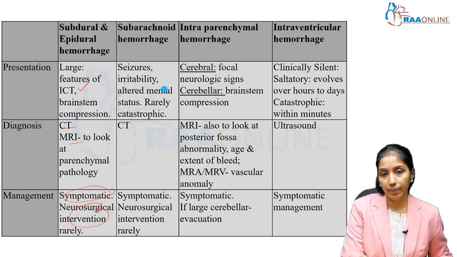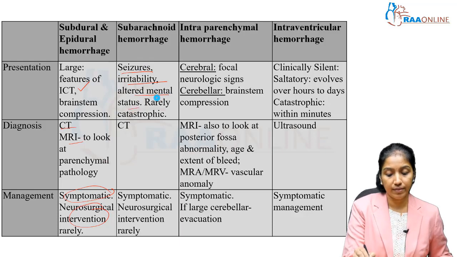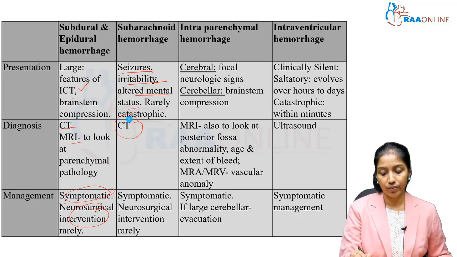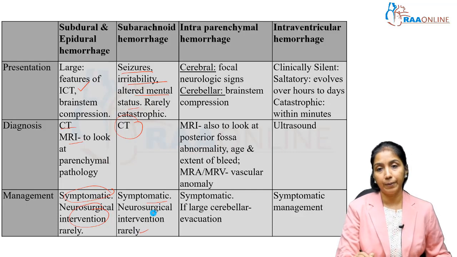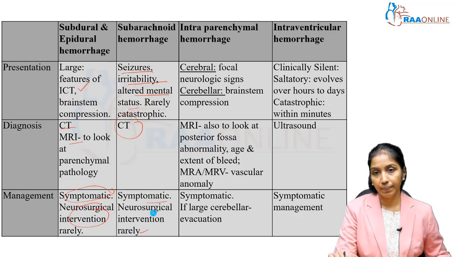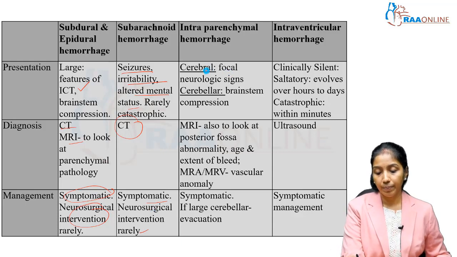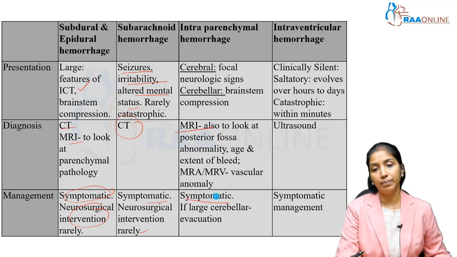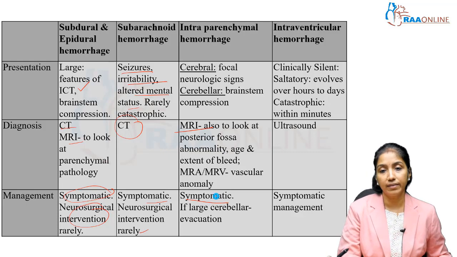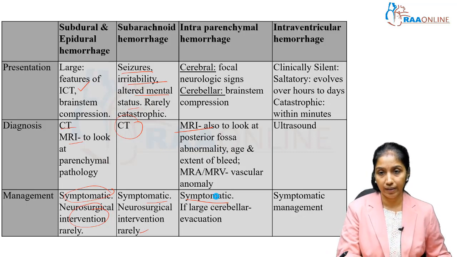Coming to subarachnoid hemorrhage, they present with seizures, irritability, altered mental status, and CT will be diagnostic. Again, it is symptomatic therapy. If we are looking at parenchymal hemorrhage, depending on whether it is cerebral, it can cause a focal neurological sign, or cerebellar, it can cause brainstem compression, and usually we do an MRI. Again, it depends on whether the child is symptomatic or asymptomatic. Generally, conservative treatment is advocated.